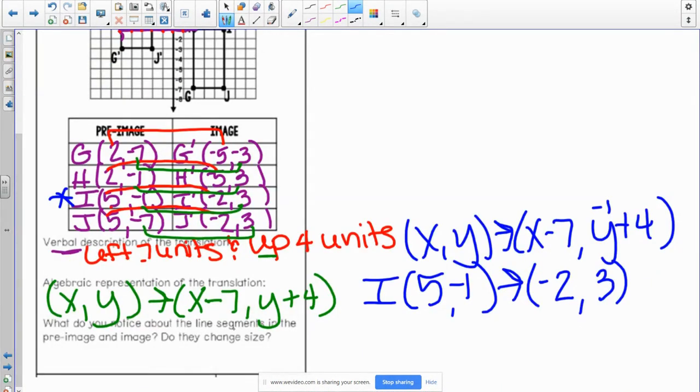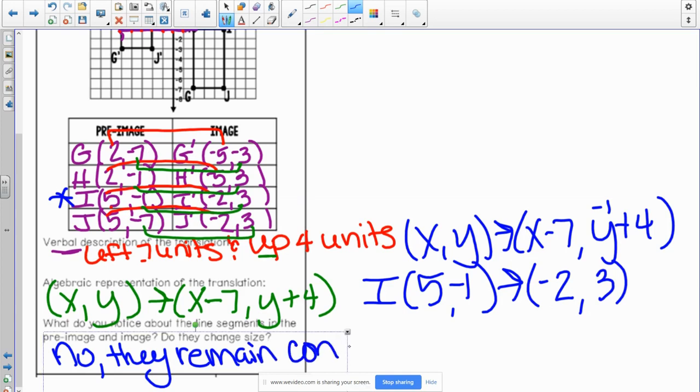What do you notice about the line segments in the pre-image and image? Do they change size? No. Since you're moving every point the same amount, so do the line segments. They don't get any bigger, they don't get any smaller, they're exactly congruent. So do they change size? No. They remain congruent. Everything remains congruent when you translate.